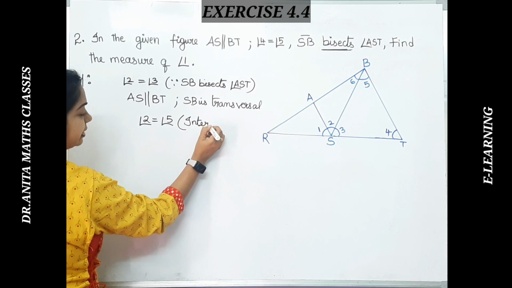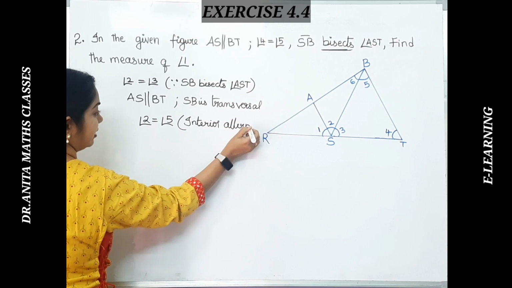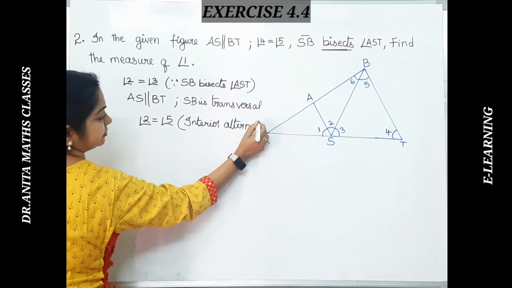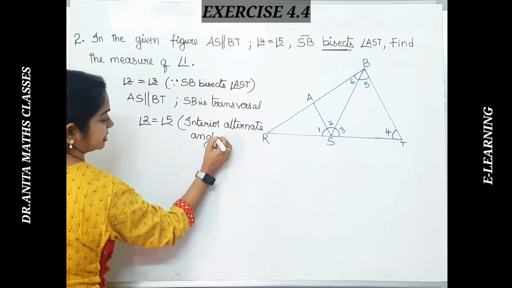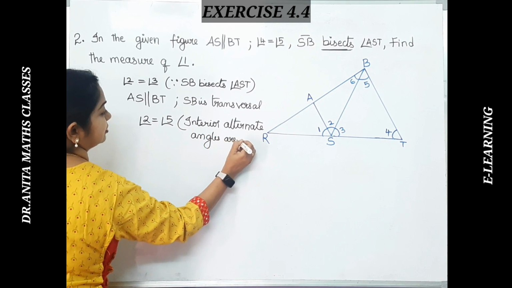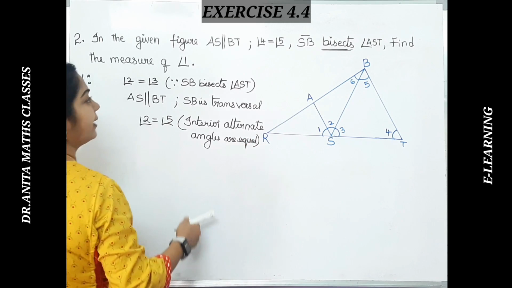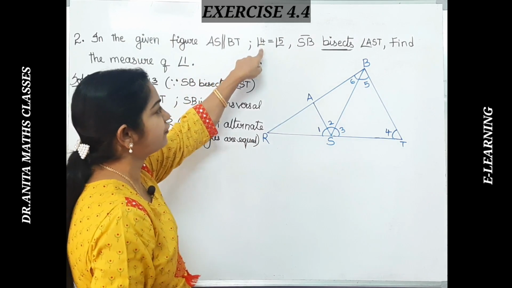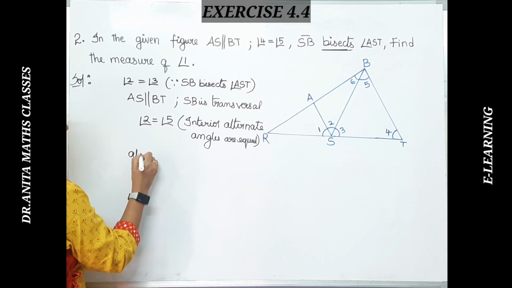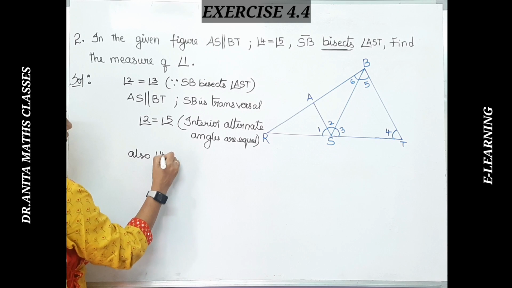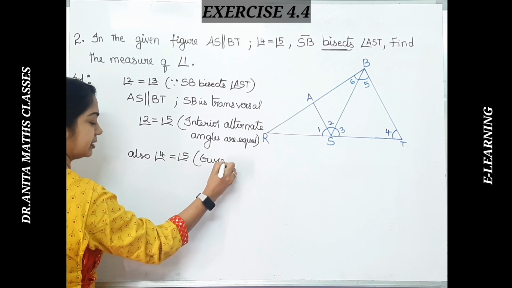Interior alternate angles are equal when two lines are parallel and a transversal is there. Interior alternate angles are equal. So we got 2 and 5 equal. And also mentioned in the problem, 4 equals 5. Also given, 4 equal to 5. Write the reason: this is given in the problem, right?